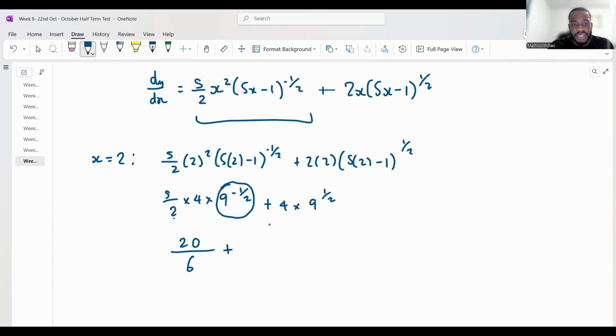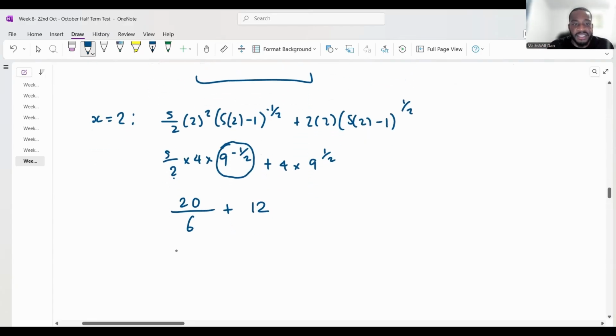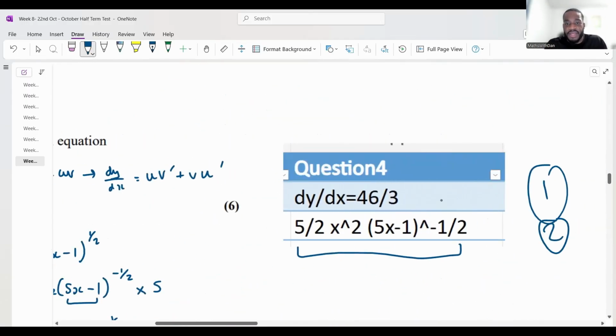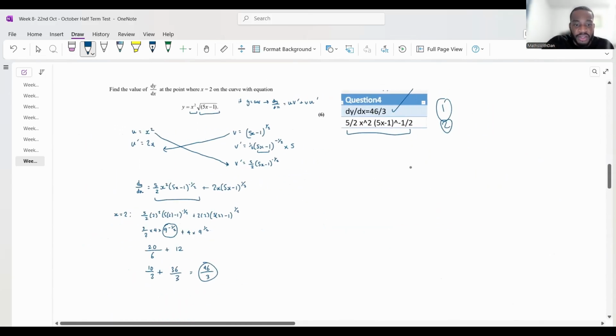And then what's that one? That's just 4 times 3, which is 12, no? So is that correct? That's 10 over 3 plus, what's 12 times 3? 36? That's 46 over 3, which is what somebody got here, isn't it? That is correct, actually. So well done to those who got that correct. Does that make sense? Happy with that, guys? 46 over 3.